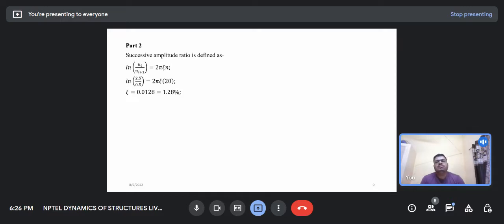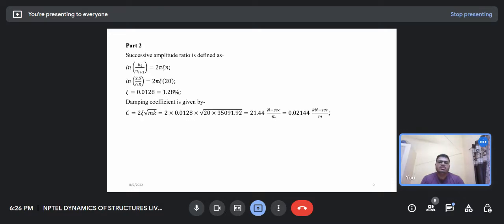Part 1 and part 2 are not related. You can also calculate part 2 first. If you want to calculate TD, it is Tn times square root of 1 minus xi square, and that would be the same because the damping ratio is very small. So that doesn't affect. So the damping coefficient is given by 21.44 Newton second per meter. Has anyone calculated the damping coefficient?